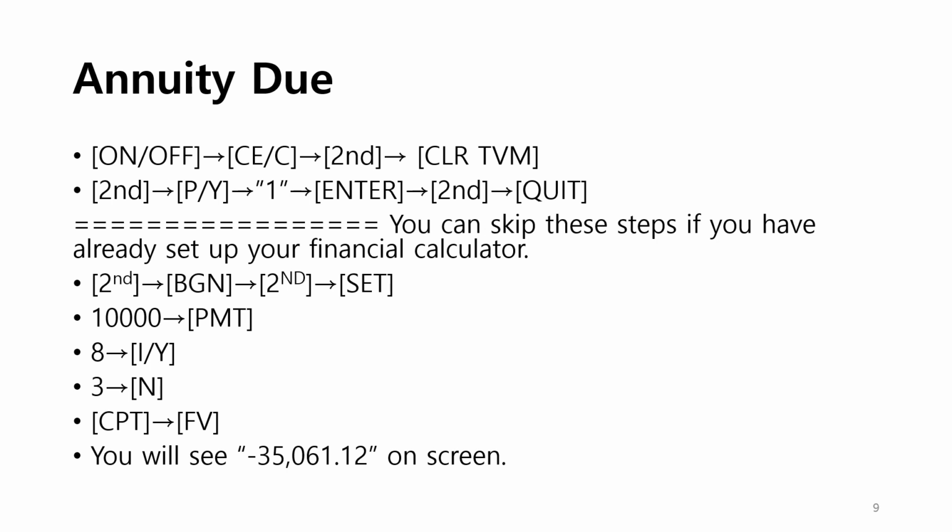The only difference is this. Before starting calculation, you finish this setup. Second button, BGN. Second button, SET. And then you will see a small character BGN appear at the corner of the screen. That means now your calculator is in annuity due mode. Now you calculate exactly the same way as before. Now your financial calculator is in annuity due mode, right? So you don't need to worry about those annuity due issues. Just calculate the same as before.